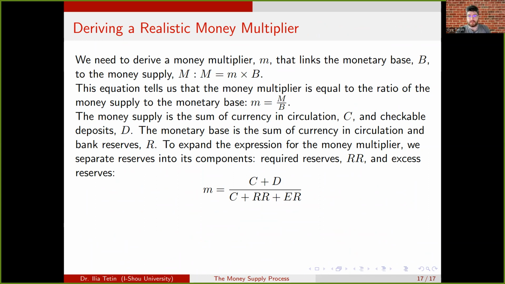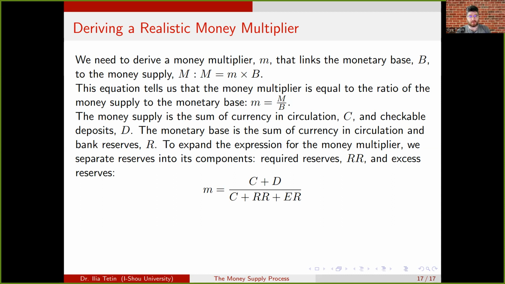You can read this, and we just go and try to derive the realistic money multiplier. So we need this money multiplier, the small m, that links the monetary base B to the money supply M. So we have this simple equation: money supply is money multiplier times monetary base. So this equation tells us that the money multiplier is equal to the ratio of money supply to the monetary base. And we know that the money supply is the sum of currency C and checkable deposits D, while the monetary base is the sum of currency and the bank reserves R.